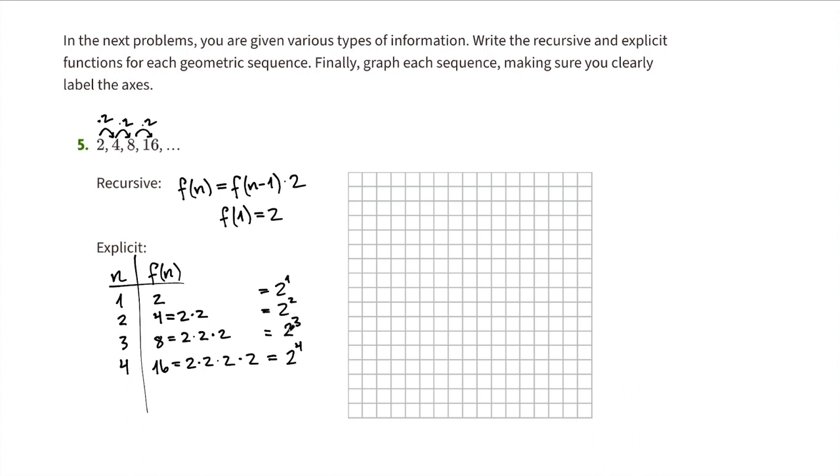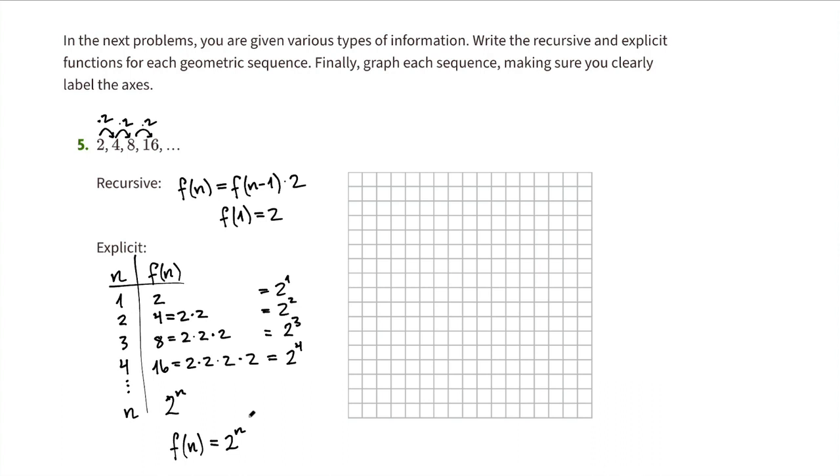Now, here I can see the pattern. So the nth term, whatever it is, I always have a 2, and then it's raised to some number, and that number I see is actually the same as n. So this is just 2 raised to the n. So my explicit equation is f of n equals 2 to the n.